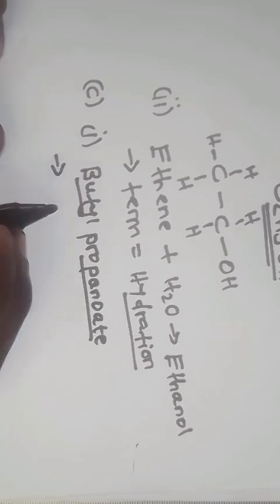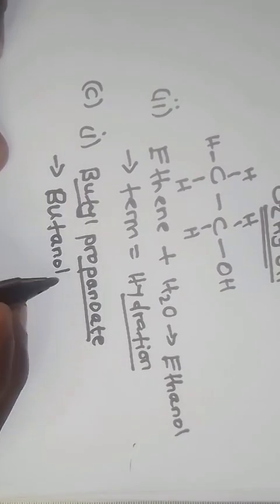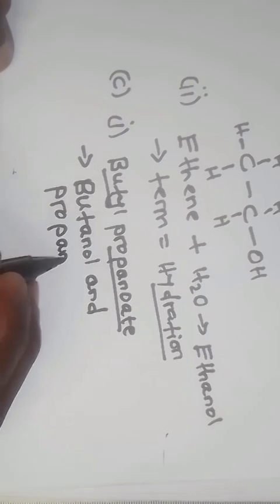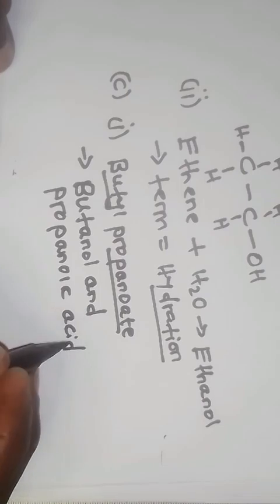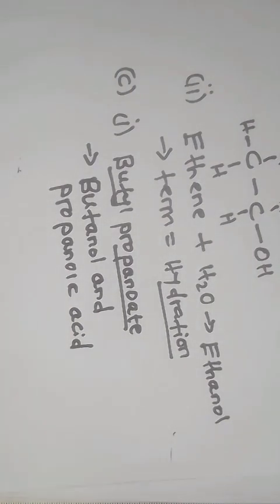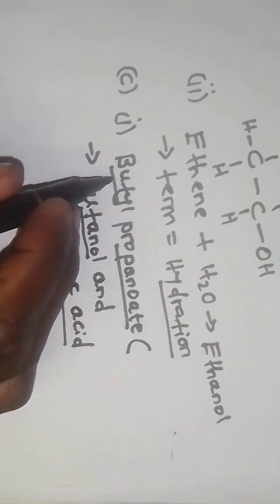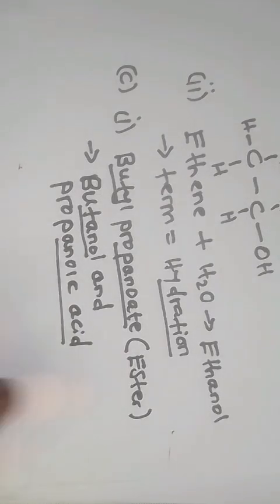So the 2 reagents: this comes from an alcohol, so it's going to be butanol, and this is going to be propanoic acid. So those are the 2 reagents, this one and this one. And remember, this butyl propanoate is an ester.